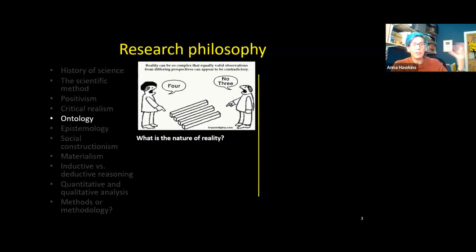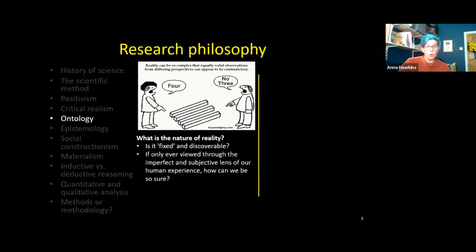And that throws open the door, really, to these big questions of ontology and the nature of reality. So is reality fixed and discoverable? Can you go out there and measure it and observe it in a way that is reliable? Or if we are only ever engaging with whatever reality is through our own lens as a human being, through our perceptions, through our standpoints, through our biases, then how can we be so sure, in fact, that there is something out there that is correct?